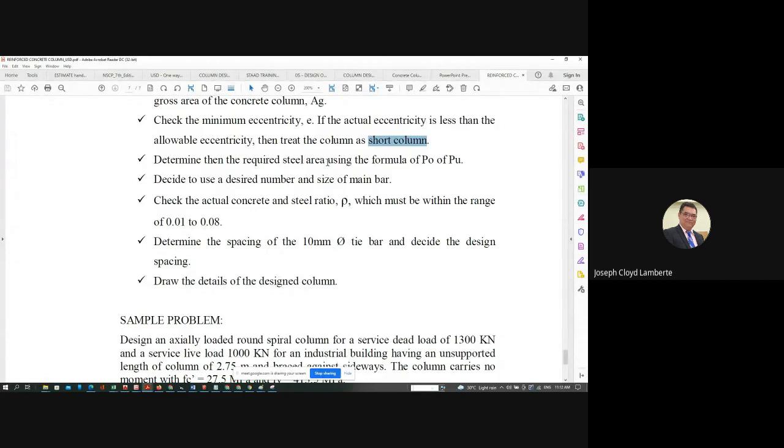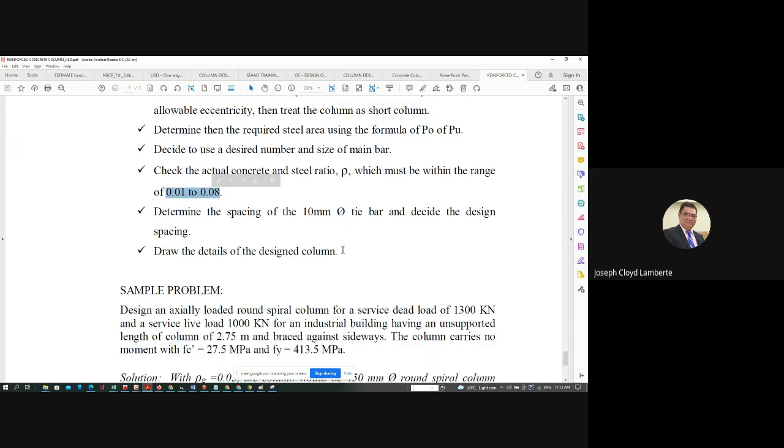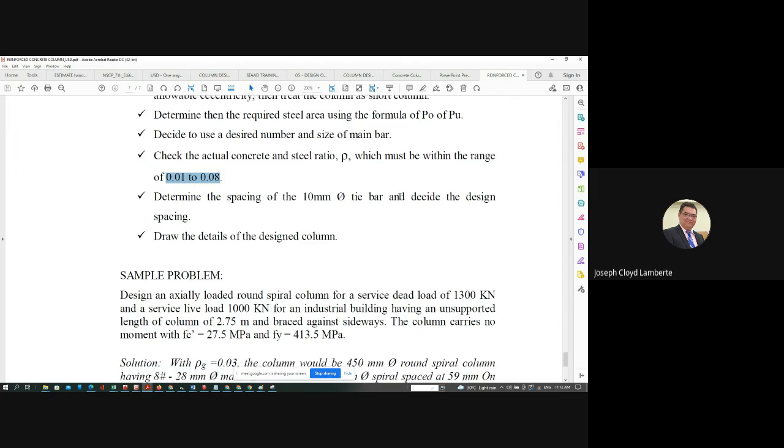Determine the steel area. Decide on the desired number and size of the main bar. Check the actual concrete steel ratio, which should be between 1 to 8%. Then determine the spacing of the 10 mm bar and decide the design spacing. Draw the detail. So, I have an example here too.